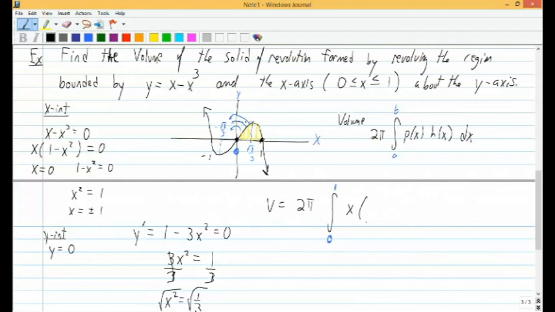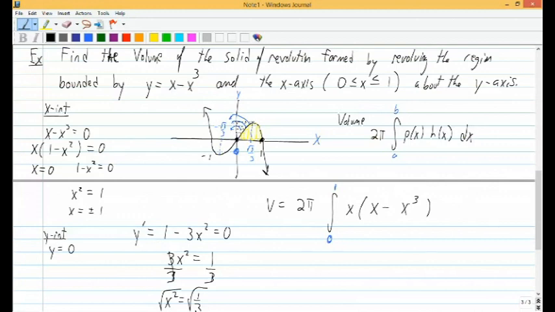Alright, times, now this is the height of each one of these rectangles. So the height is going to be, you know, wherever you are here on the y, that's the height. So it's going to depend on this curve right here, right? The height depends on where you are on this curve. So the height is just going to be the equation for this curve right here. And that's x minus x cubed.